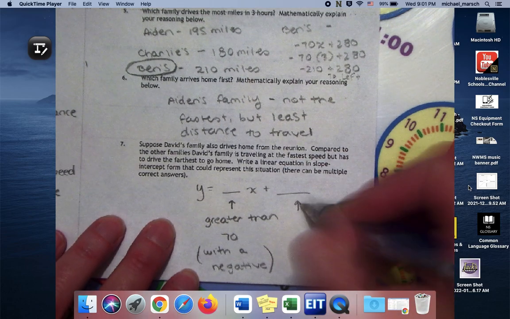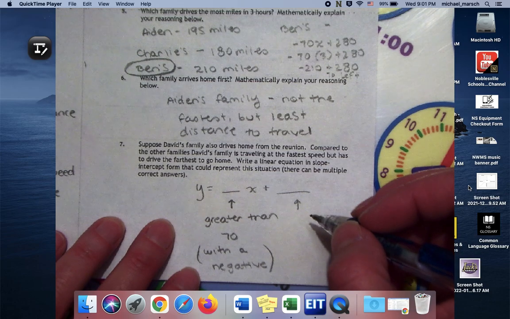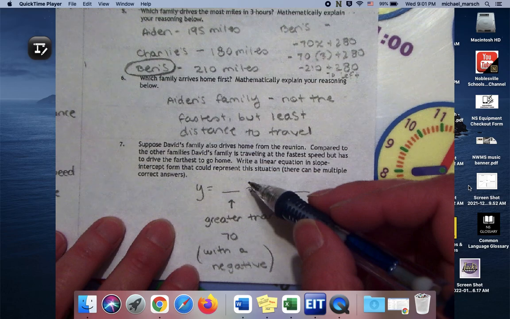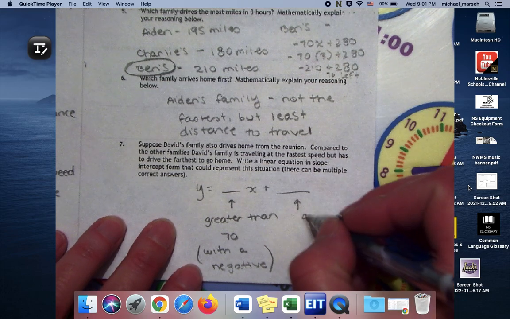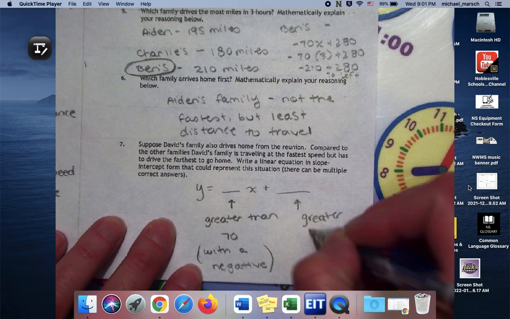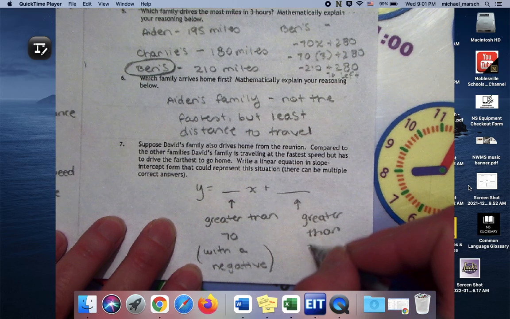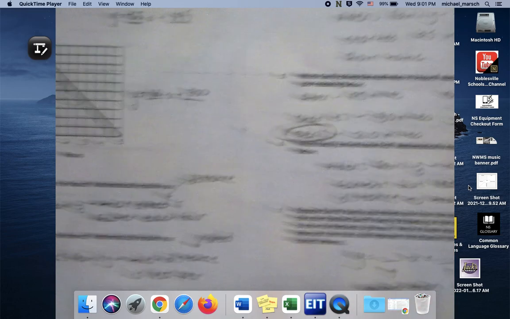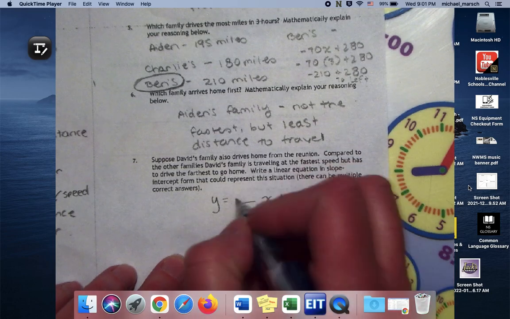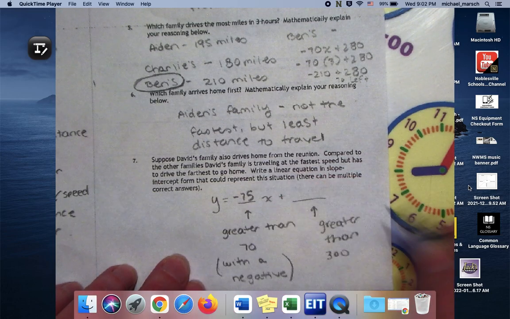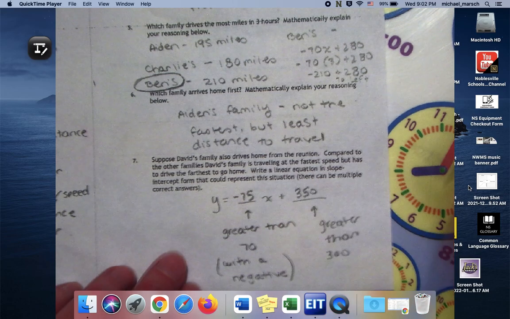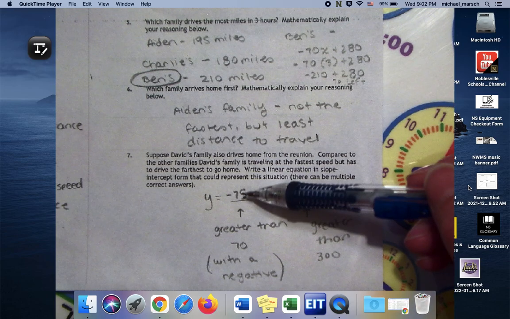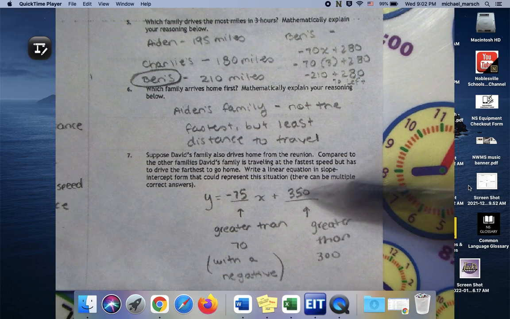And this number has to be driving the fastest speed, but has to drive the furthest to get home. So this has to be greater than 300, because the furthest anybody had to go already was Charlie's family, which was 300. So as long as this number is somewhere like maybe negative 75 and this number is like 350, right? I know there were some people that got super fancy on Tuesday and they said negative 71 and 301, and that's fine.